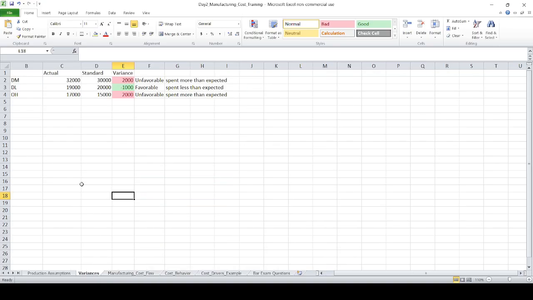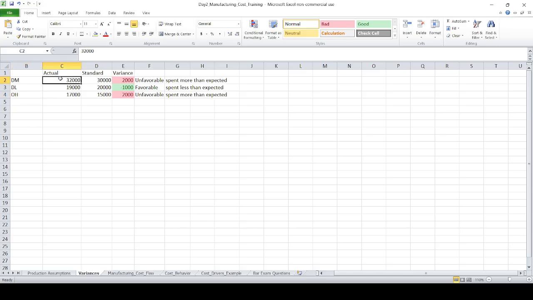Let's look at what cost analysts start with: comparing what we expected to spend to what actually happened. You'll notice some costs are higher and some are lower. So what we're going to do is add two new columns, an actual and a standard, and this is direct material, direct labor, and overhead.